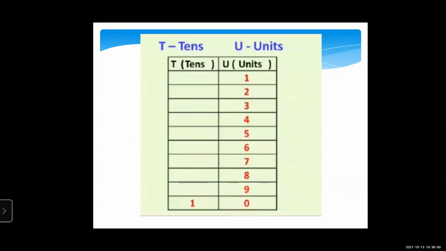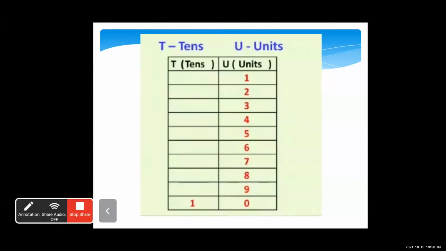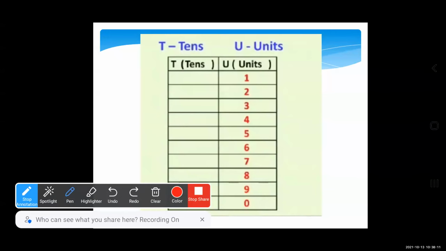You already learned this, that is tens and units. What are the units? See, in this picture, you can see that 1 is the smallest one digit number, and 9 is the biggest one digit number. Understood? 1 is the smallest one digit number and 9 is the biggest one digit number.